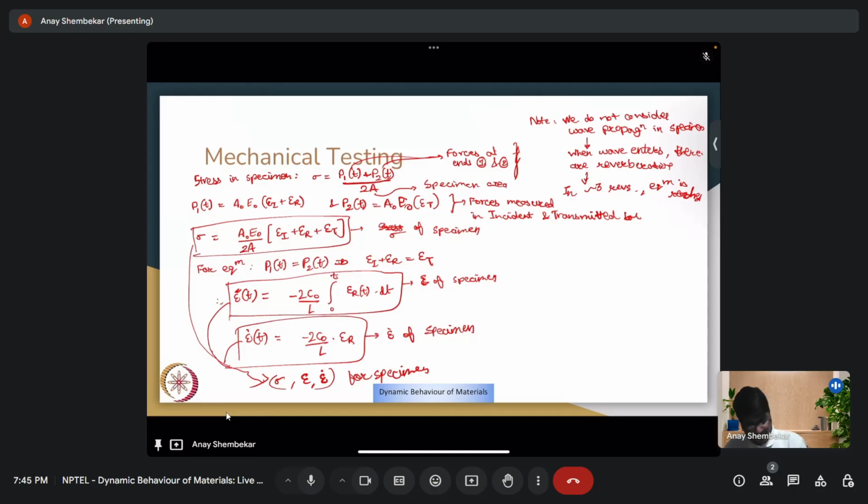This was for the compressive configuration, but split Hopkinson pressure bar can also be used in tension, torsion, and shear configurations. There are multiple creative ways to address the problem of how to get the other configurations. You can look, say, in the reference book itself. That's a good source to look at what different types of configurations there are.